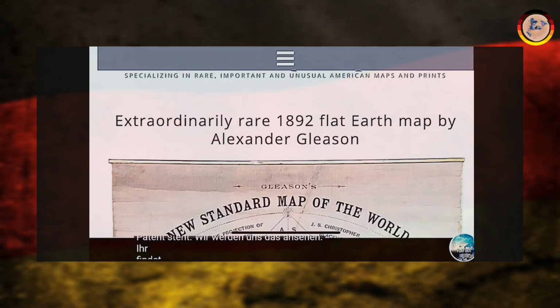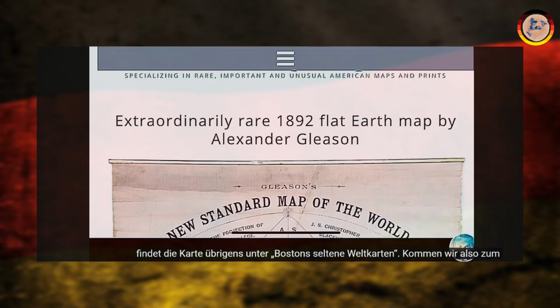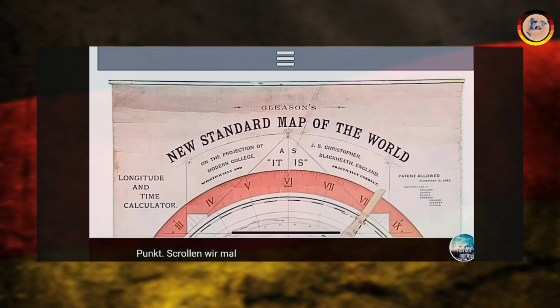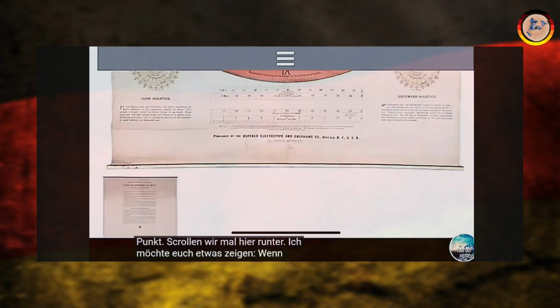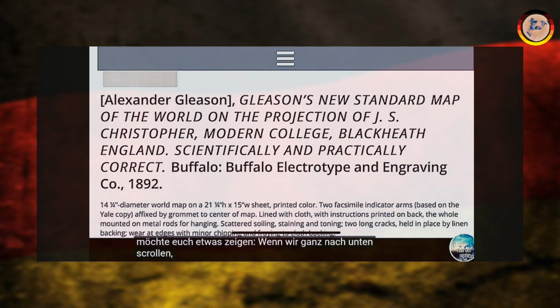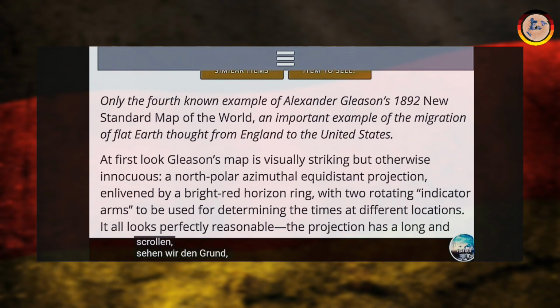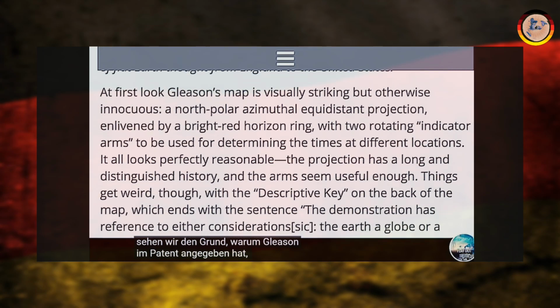And now you can find this under Boston's rare maps of the world. So anyways, let's get to the point here. Let's scroll down here. I want to show you something. If we scroll down to the bottom of the map, we are going to see the reason that Gleason stated it was a projection of a globe in the patent.